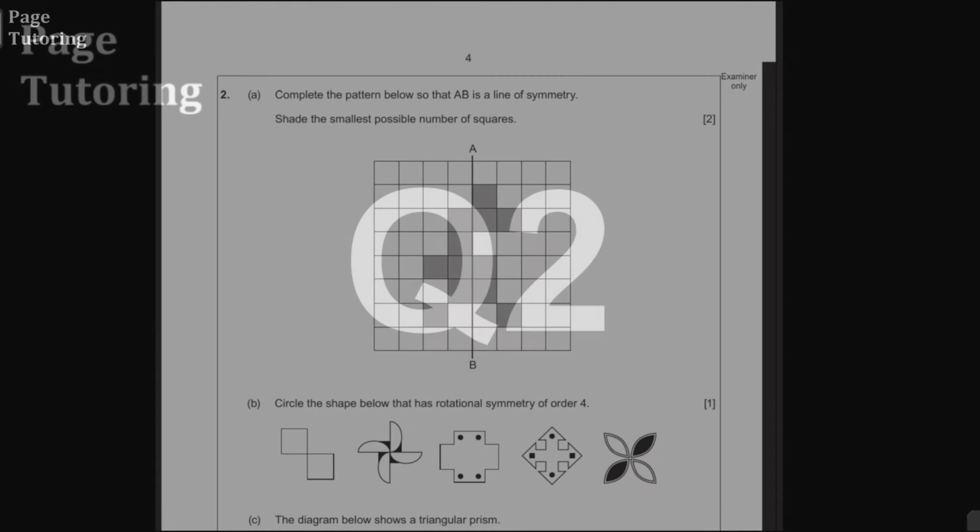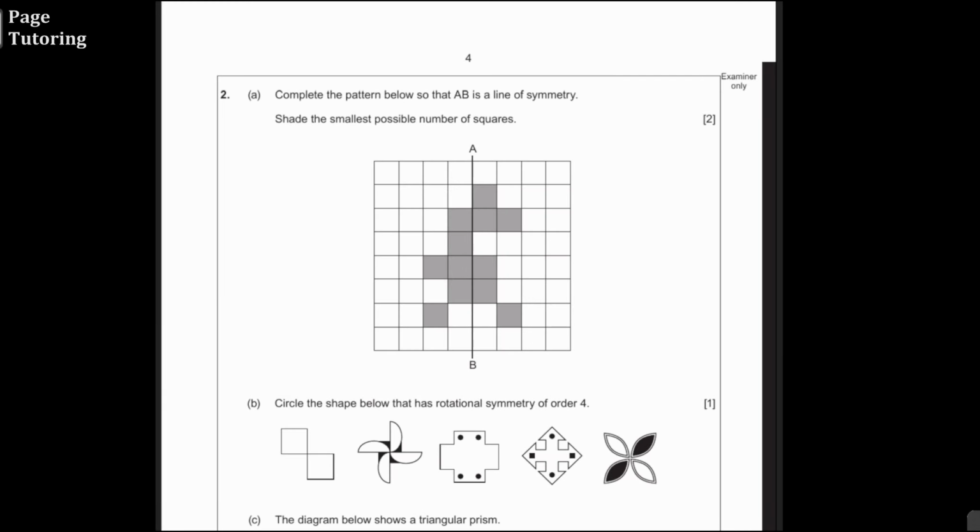Question 2. Straight away we can see lots of graphics, and I can see the word symmetry written multiple times. So let's have a read. Part A. Complete the pattern below so that AB, okay, so where's AB? Here's point A and here's point B. So that means that AB is this line here in black, which is a little hard to see in our grid, but we'll put it in red there.